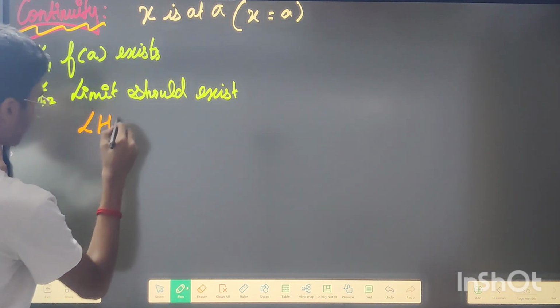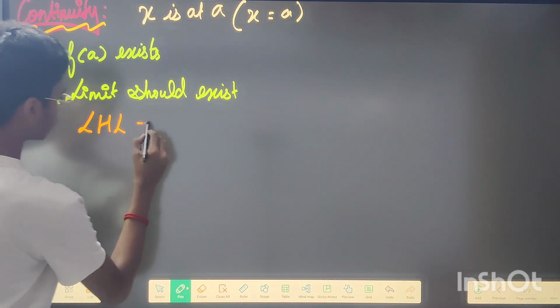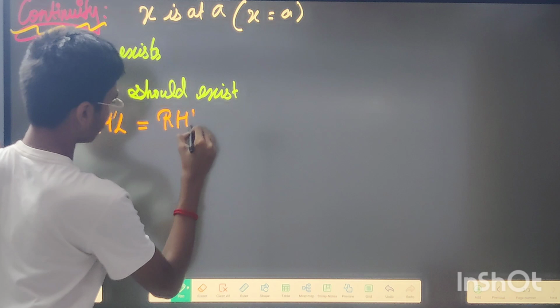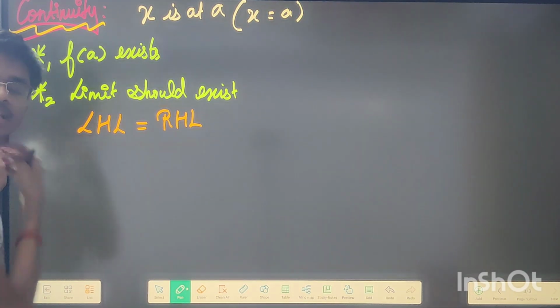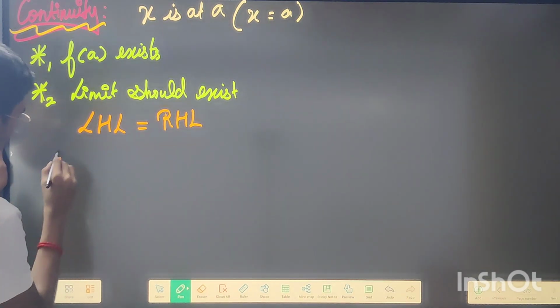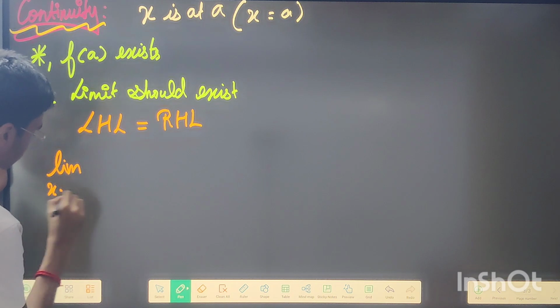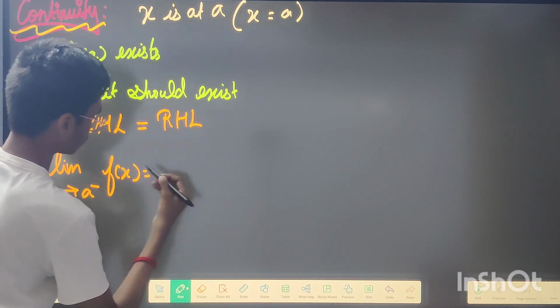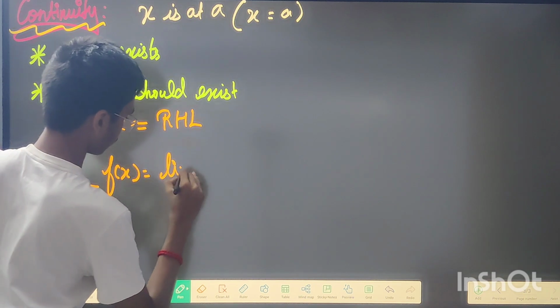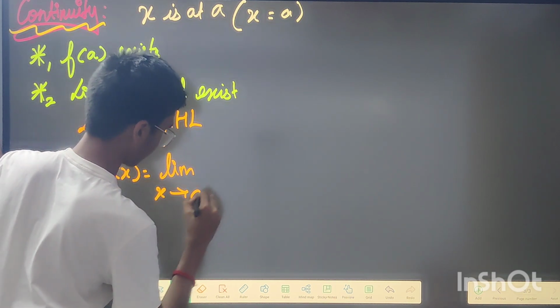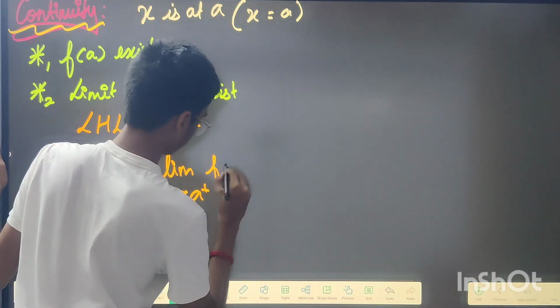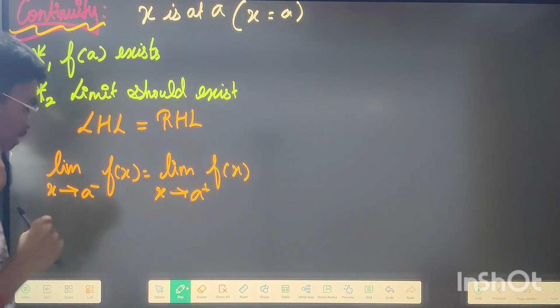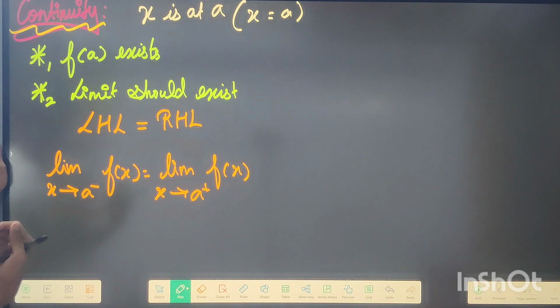LHL, left hand limit, should be equal to right hand limit. If this condition is met, then that's okay. Which means that the limit where x tends to a minus of f of x should be equal to the limit where x tends to a plus of f of x. Then only it is said that the limit exists.